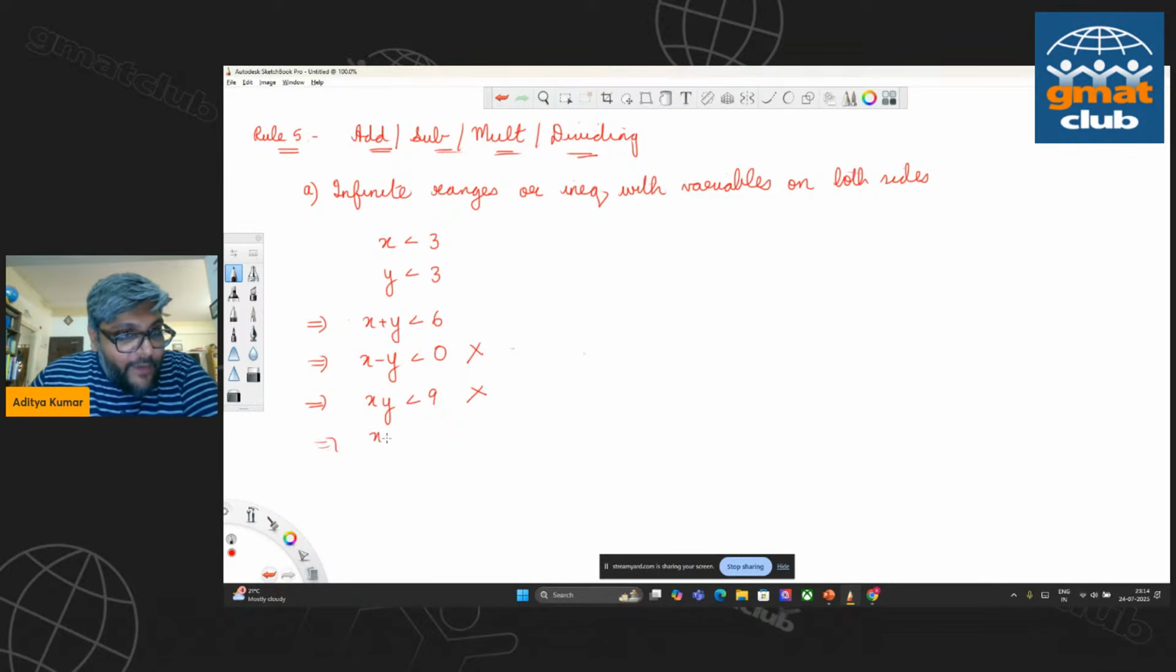And can I say x divided by y is less than 1? Clearly not again, right? If I take 2 negative values, x to be a bigger magnitude, then obviously x by y would be greater than 1.